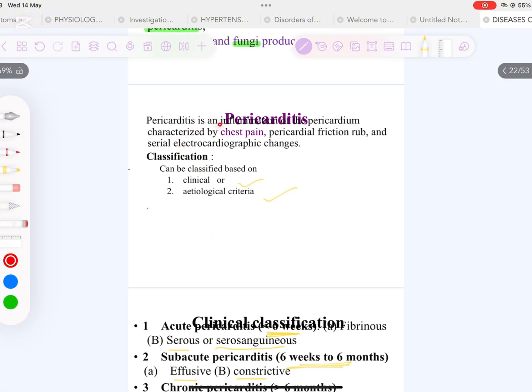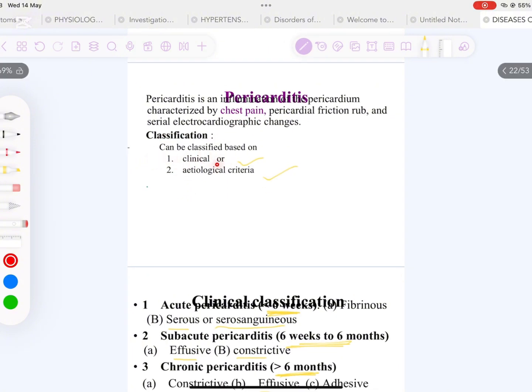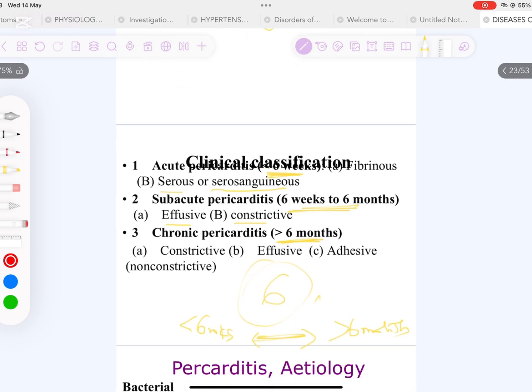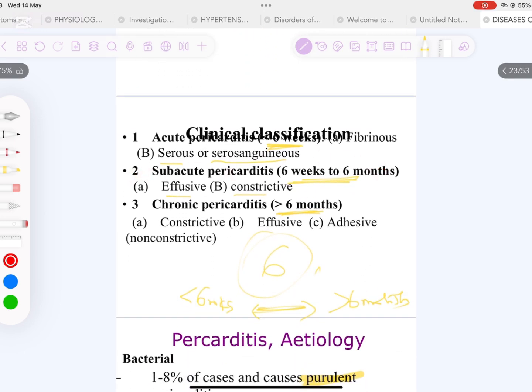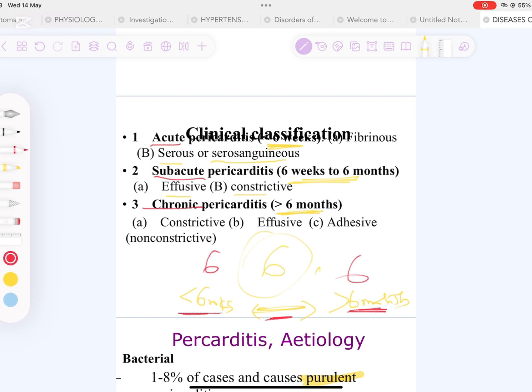We'll see that later. So pericarditis is an inflammation of the pericardium characterized by chest pain, pericardial friction rub, and serial electrocardiographic changes. Now, for classification, it can be by clinical or etiological criteria. For clinical, it's based on time. So we have acute, like we said, less than 6 weeks. These are our thresholds: less than 6 weeks and greater than 6 months, and then in between. So less than 6 weeks is acute, in between is subacute, and greater than 6 months is chronic. So 6 and 6 are the time frames.